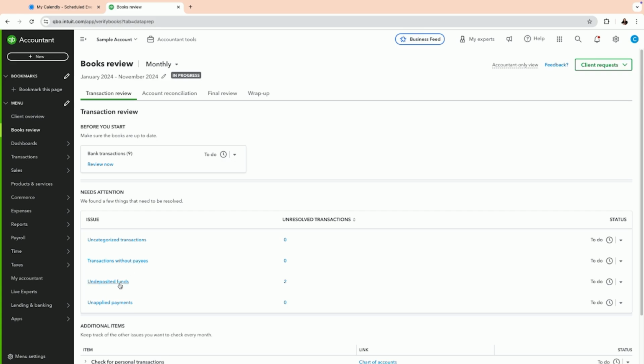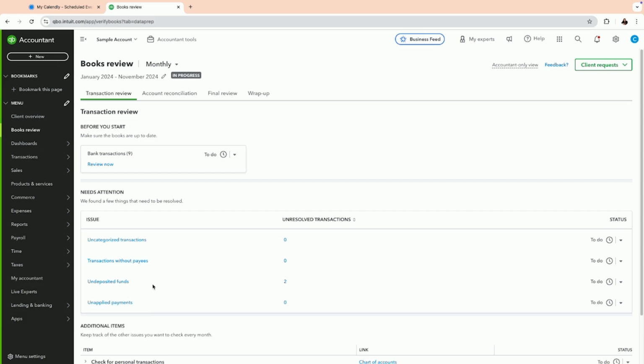Okay, the next thing to check is undeposited funds. If there is any undeposited funds, you want to make sure you check that. The only thing you want to have in undeposited funds are transactions that have not been deposited yet. If it has been deposited, you want to make sure that you match it to the proper income transaction. We have videos on that. And then you reconcile, make sure that everything is okay and matched correctly.